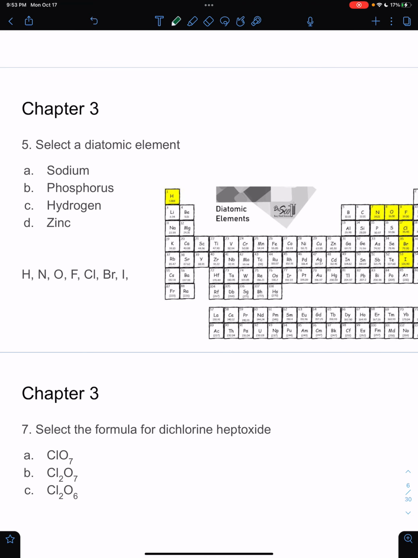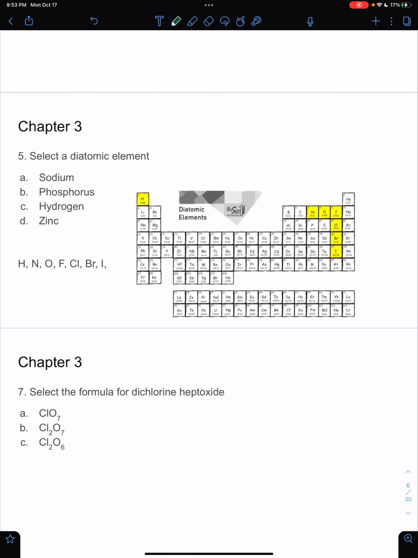Number 5 says select a diatomic element. So these ones are just kind of ones you have to remember. It's these 7 down here. It forms a 7 conveniently over here on the right side of the periodic table, and also hydrogen. So you just have to memorize this. Unfortunately, it's nitrogen, oxygen, fluorine, chlorine, bromine, iodine, and hydrogen. So of these options, it's going to be letter C. It's going to be H2.